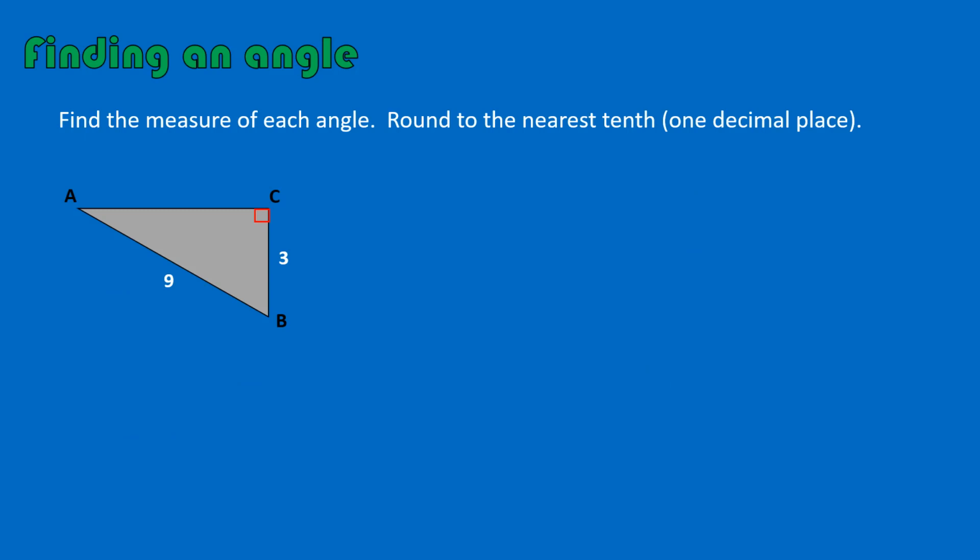Here's another one. Find the measure of each angle and round to the nearest tenth. This time, let's look at angle B. Again, it doesn't matter which angle you want to pick as long as it's not C. But for this video, we're going to use angle B. So I'm going to label all my sides. And these I just labeled the sides with values because those are the ones I'll be using for my trig ratio. Adjacent and hypotenuse means I'm going to want a cosine trig ratio.